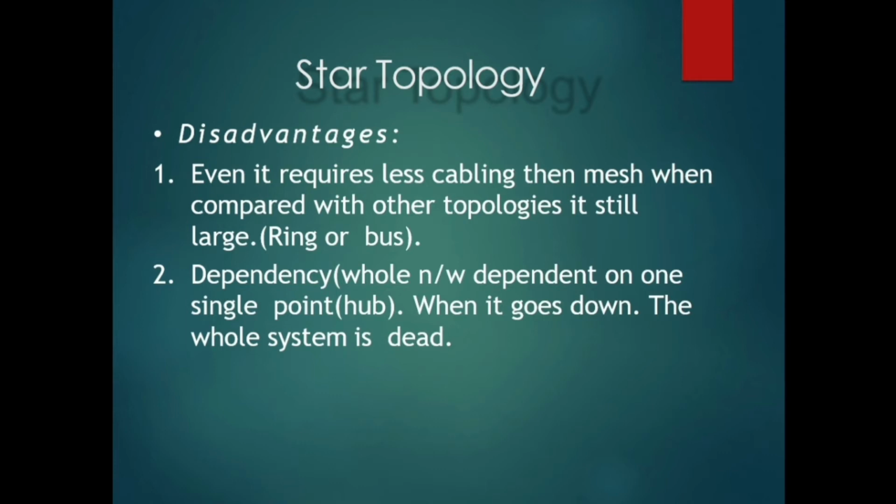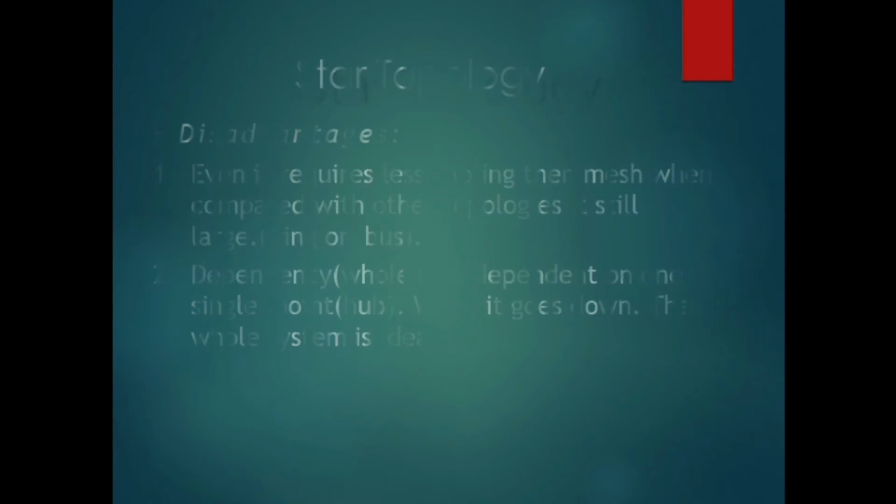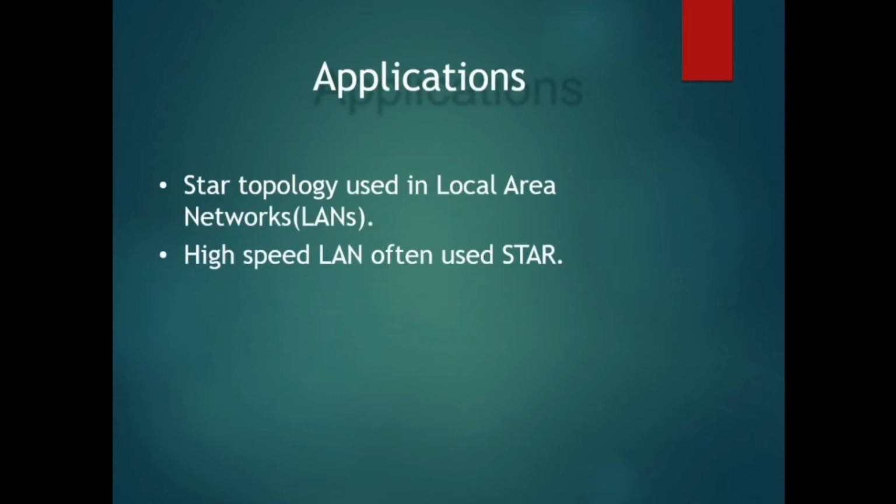Basically, all the connected computers, laptops, mobile phones or any other devices in a star topology are dependent on one single point. When it goes down, the whole system is dead. This is the main disadvantage of star topology. Now, applications: where can we use star topologies? Star topologies are used in local area networks like LAN.